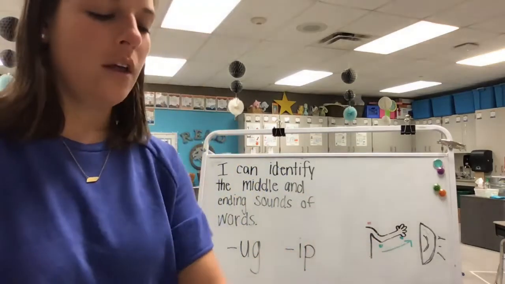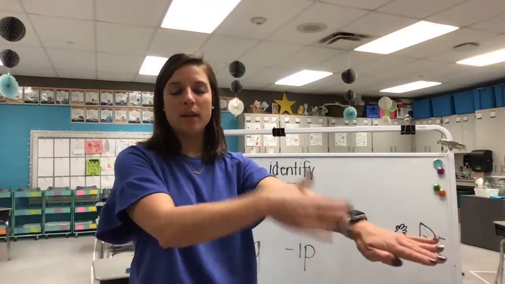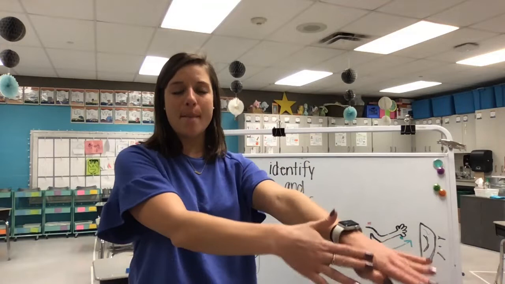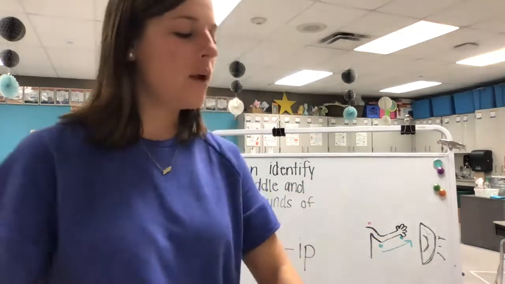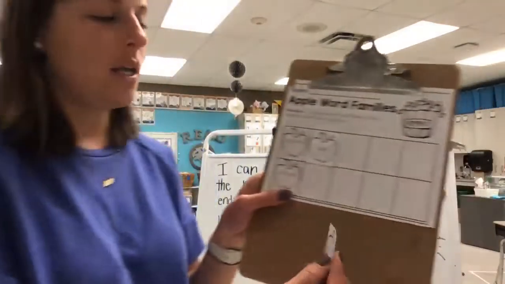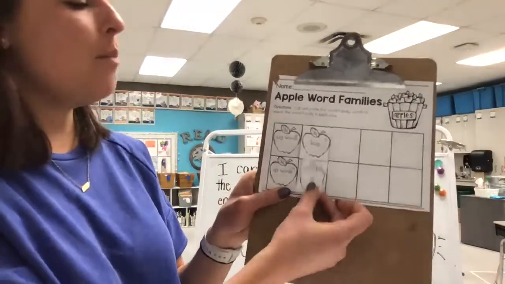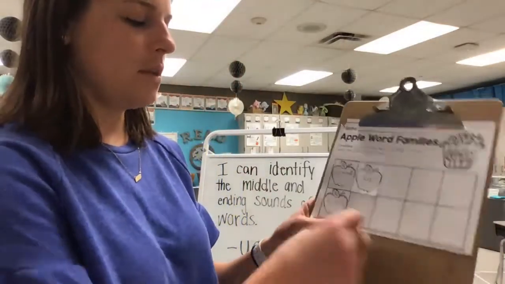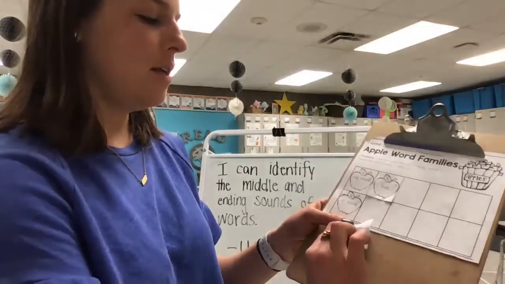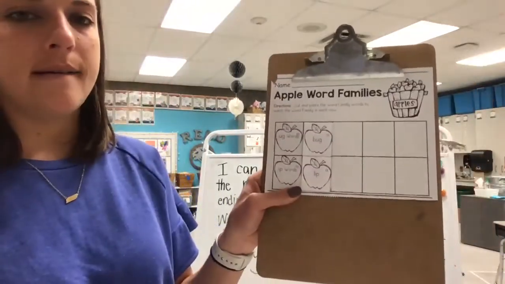So in the word lip, what do you hear in the middle ending? Lip. I hear ip, ip. So where do I need to glue lip? Is it next to the ug words or the ip words? The ip words. So we're going to swirl, swirl, swirl, and glue lip into the next box.